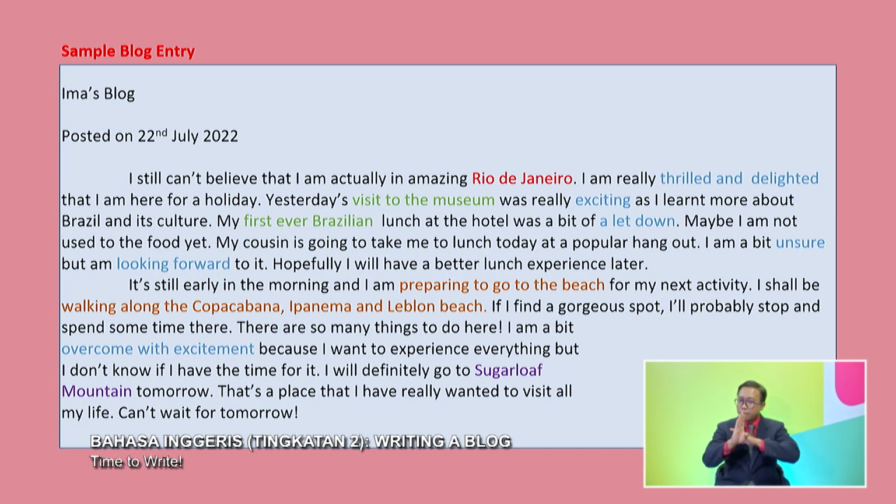If I find a gorgeous spot, I'll probably stop and spend some time there. There are so many things to do here. I am a bit overcome with excitement because I want to experience everything, but I don't know if I have the time for it. I will definitely go to Sugarloaf Mountain tomorrow. That's a place that I have really wanted to visit all my life. Can't wait for tomorrow.